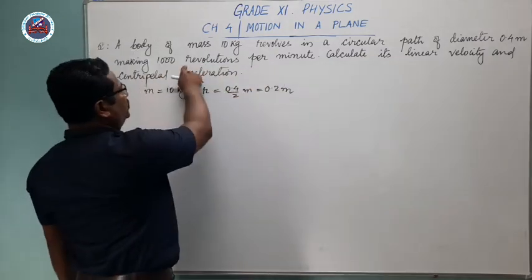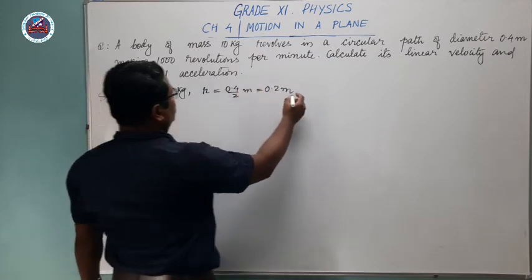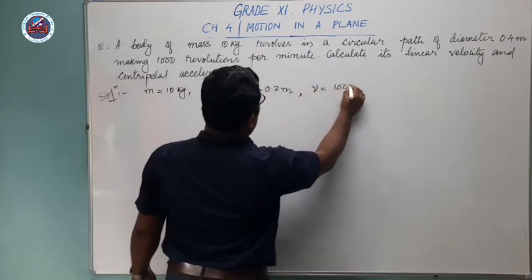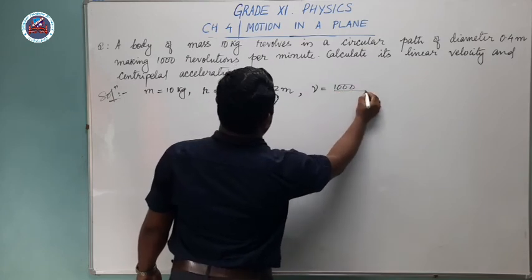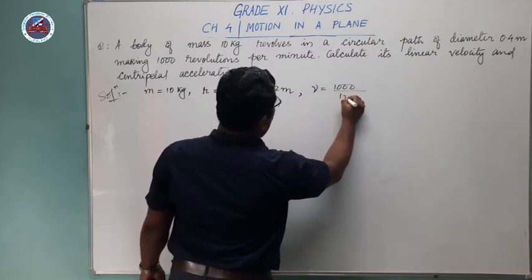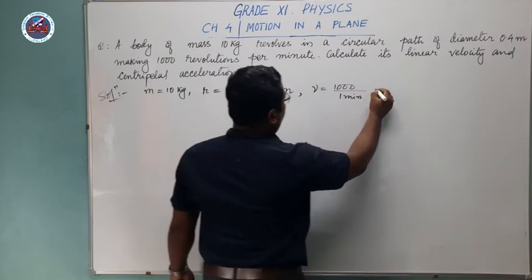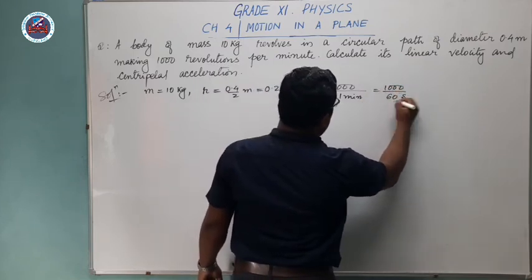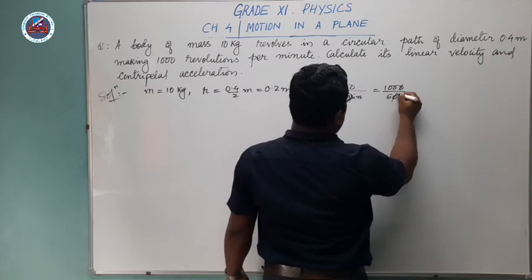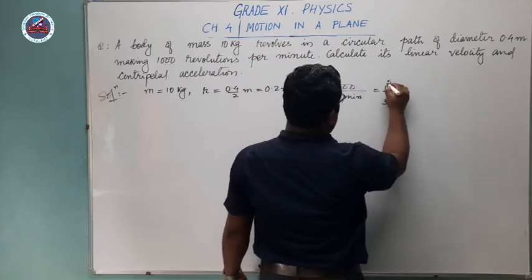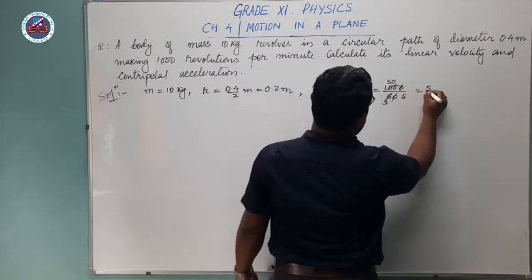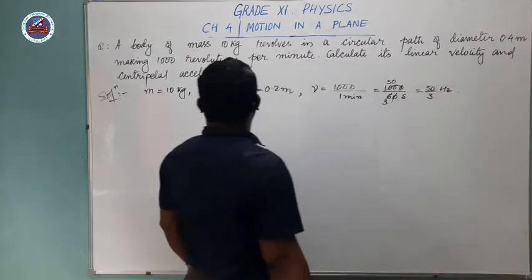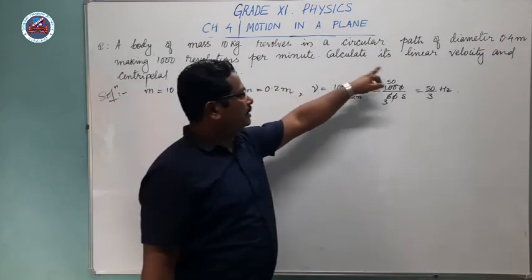So number of revolutions per second is equal to frequency. Here you can find frequency nu is equal to 1000 revolutions per minute. 1 minute is 60 seconds, so it will become 1000 divided by 60 second. Simplifying, it is 50 by 3 hertz. This is your frequency. Calculate its linear velocity.